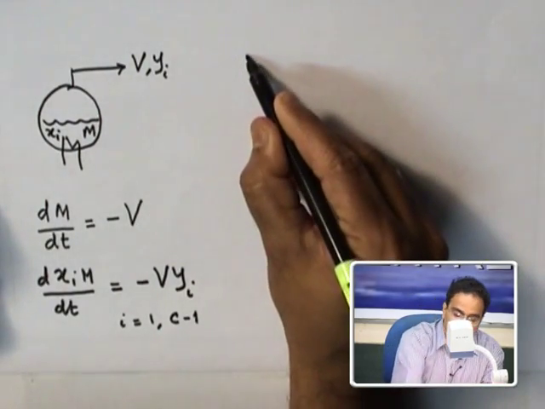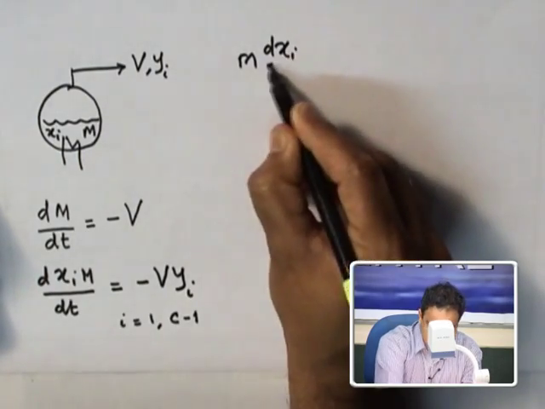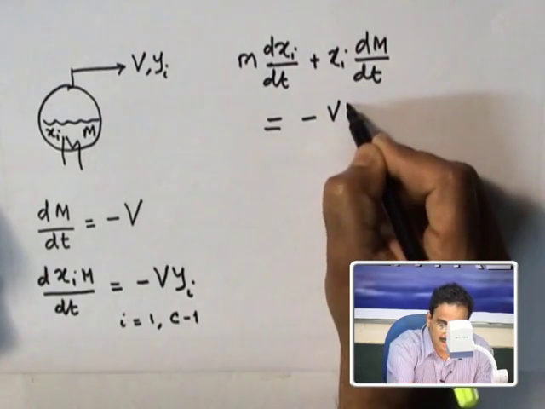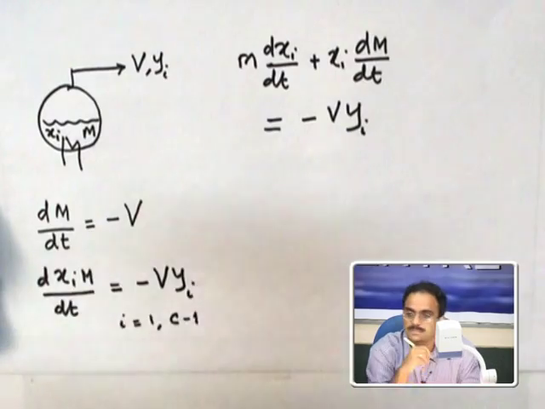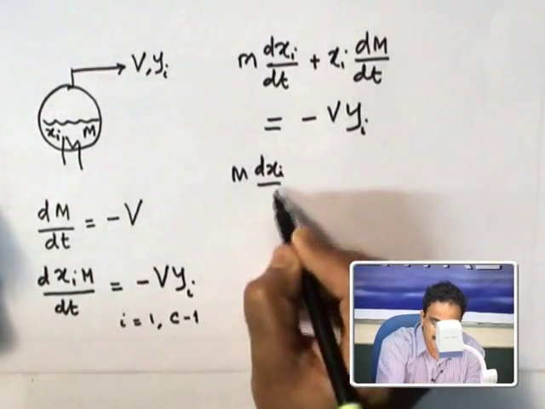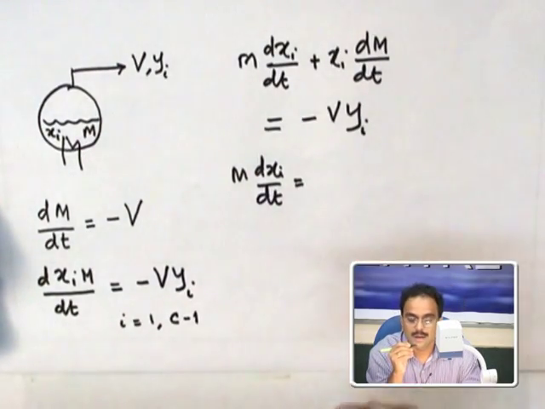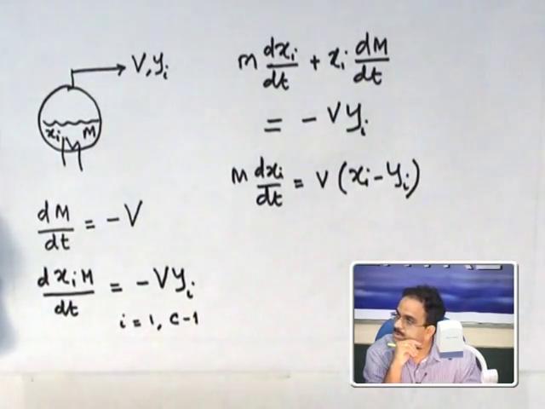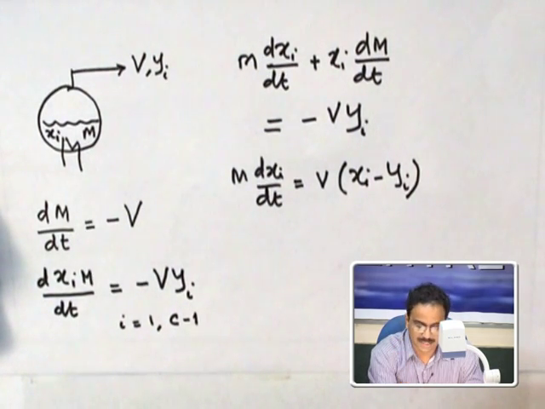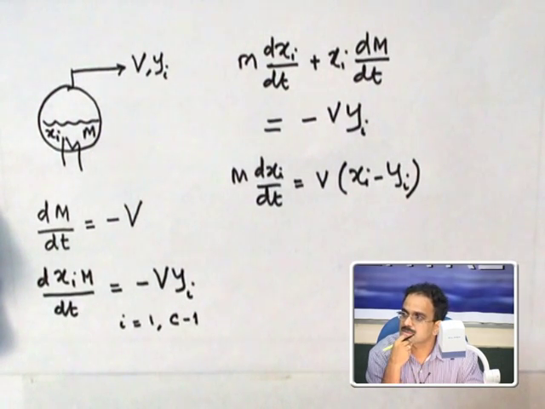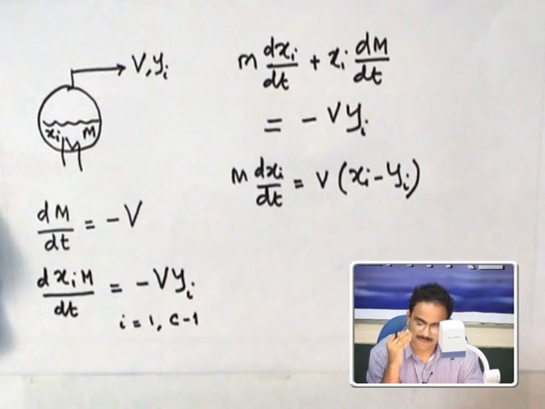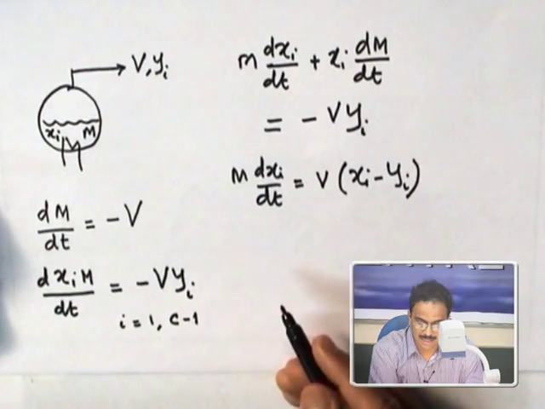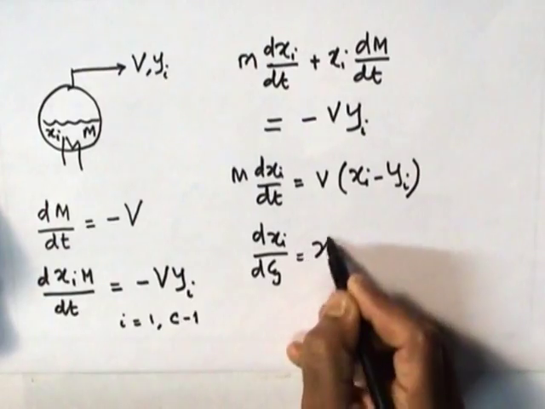Now can I simplify this? I just expand: M dxi by dt plus xi dM by dt is equal to minus V yi. I have an expression for dM by dt, I'll just substitute for that. So M dxi by dt is equal to V times (xi minus yi). I have just taken one jump, omitted one step, but I can do this. Can I simplify this further? I non-dimensionalize this. Then it becomes dxi by d zeta is equal to xi minus yi. What is d zeta?